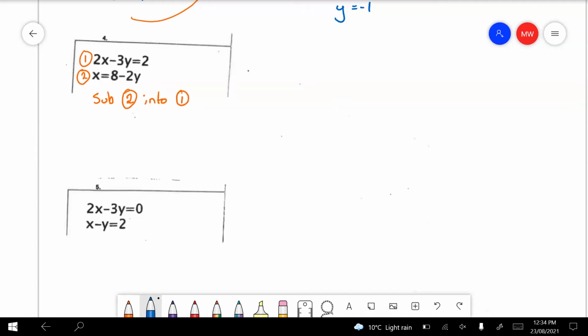And as I write out question 1, every time I see an x, so 2 times x, it will be replaced with 8 minus 2y. So there's a bit of expansion to do in this one. So 2 times 8 is 16, 2 times negative 2y is minus 4y. Oops, minus 3y equals 2. I'm going to collect my like terms.